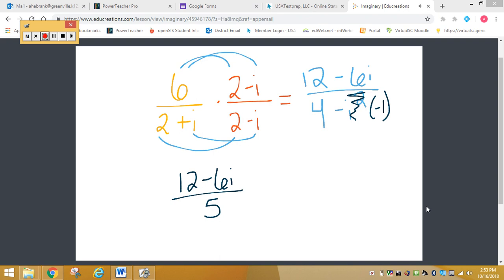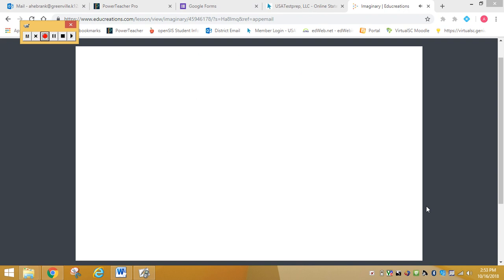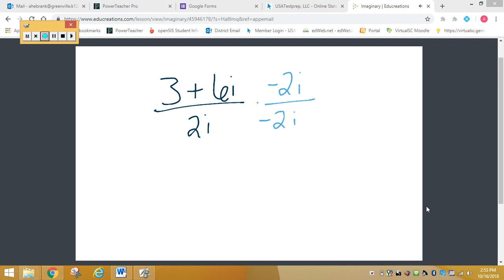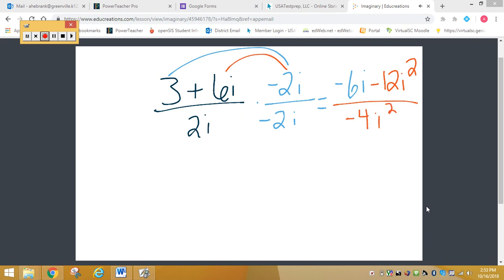Let me do one more like that just to make sure we're really good with this concept. Let's do 3 plus 6i over 2i. To get rid of it, we're going to multiply by the conjugate, which is negative 2i over negative 2i. So on top, I'm going to get negative 6i, right there, distributing. And 6 times 2 is negative 12i squared. On bottom, 2 times negative 2 is negative 4. And i times i is i squared.